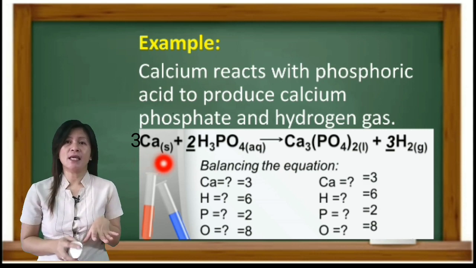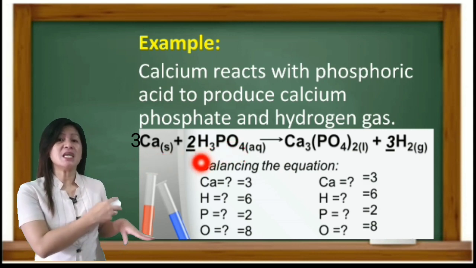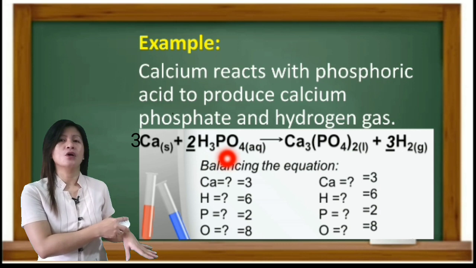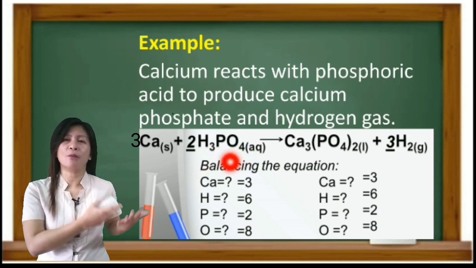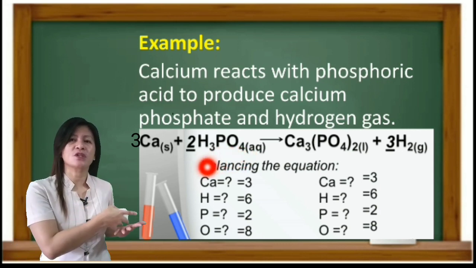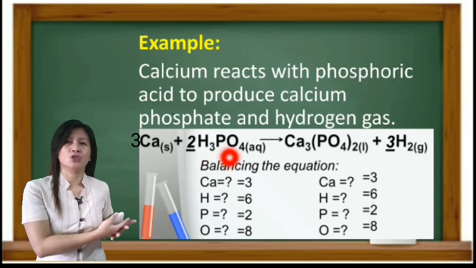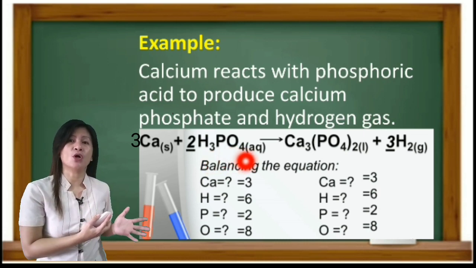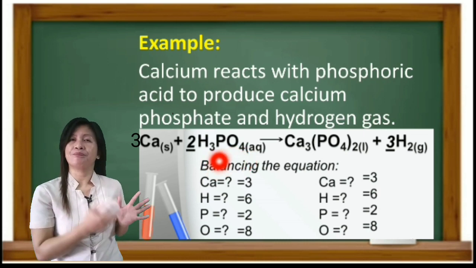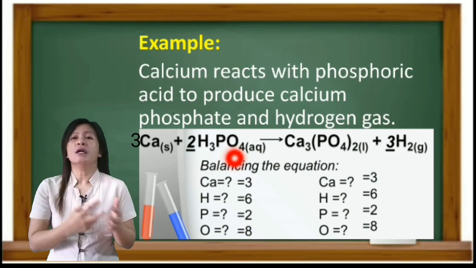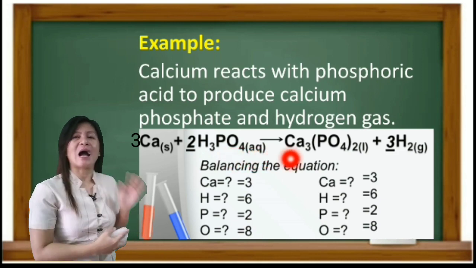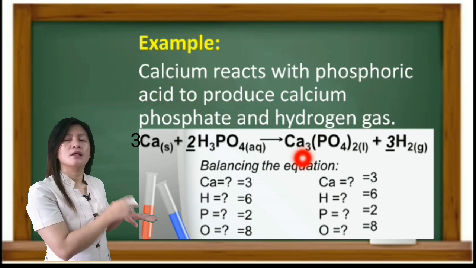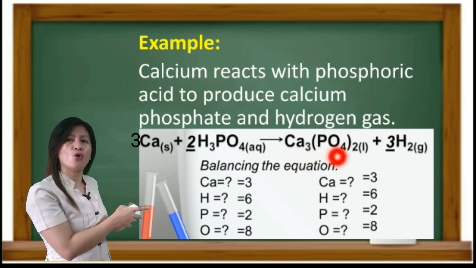Phosphoric acid is H3PO4. That's complex already because of how many atoms? 3 hydrogen, 1 phosphorus, and 4 oxygen. So that gives you 8, an initial number of 8 atoms. On the product side, we have calcium phosphate, Ca3(PO4)2.